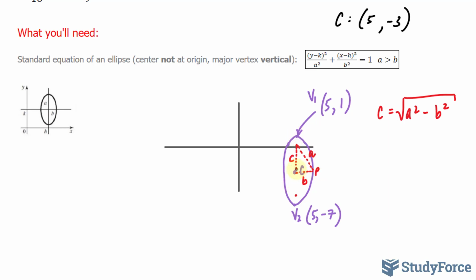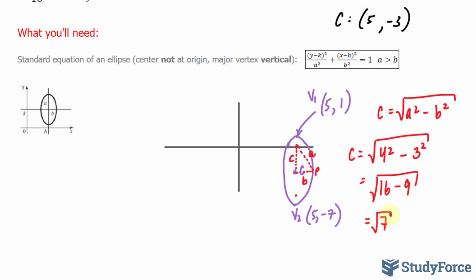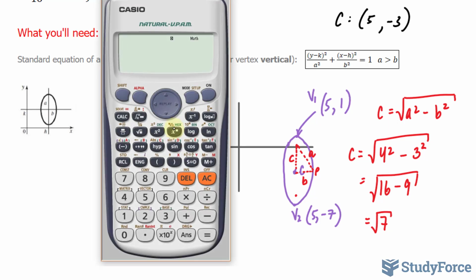And so what we are using is a variation of the Pythagorean theorem. Let's fill in our a and b value. We know that our a value is positive 4 or negative 4. It doesn't really matter at this point because we're going to be squaring it. And our b value is 3. 16 minus 9, that is equal to positive 7. Let's use our calculator to find what that is precisely. We end up with 2.65.